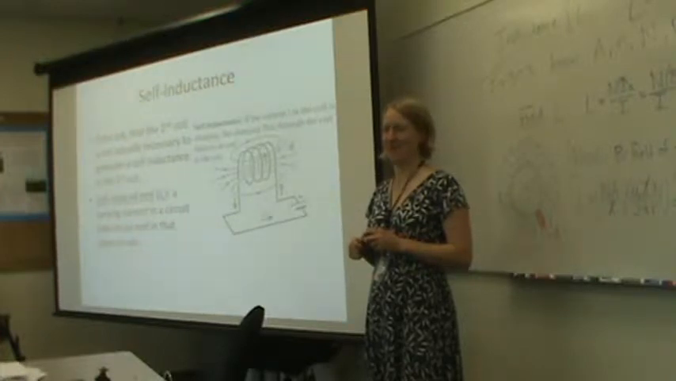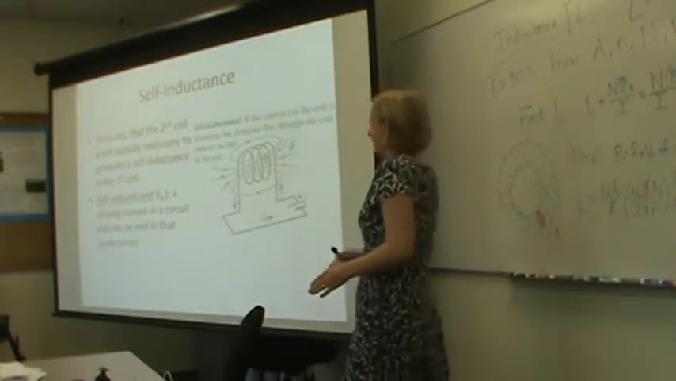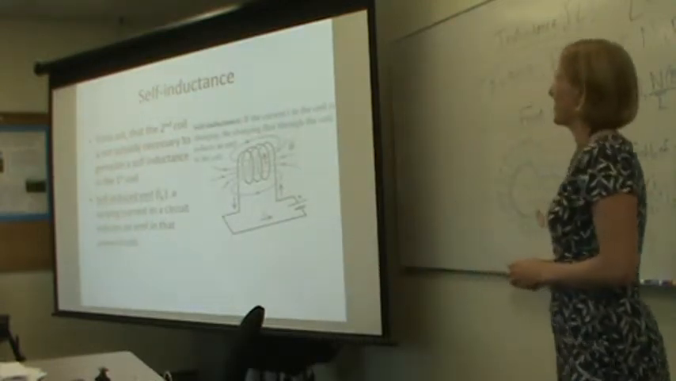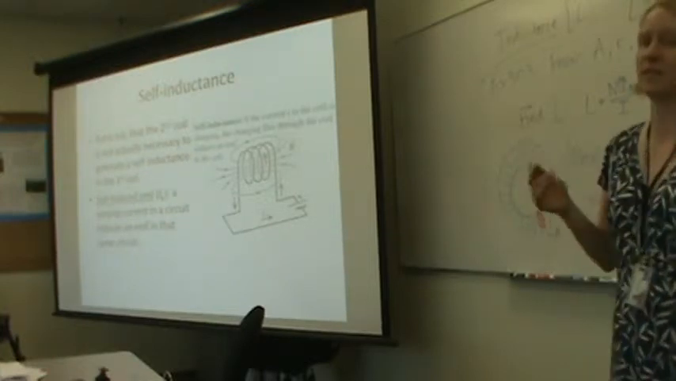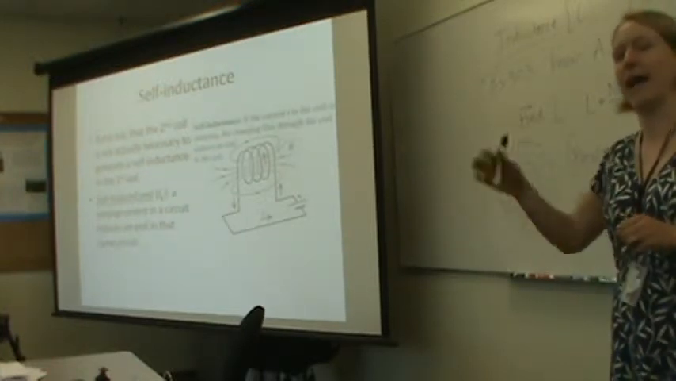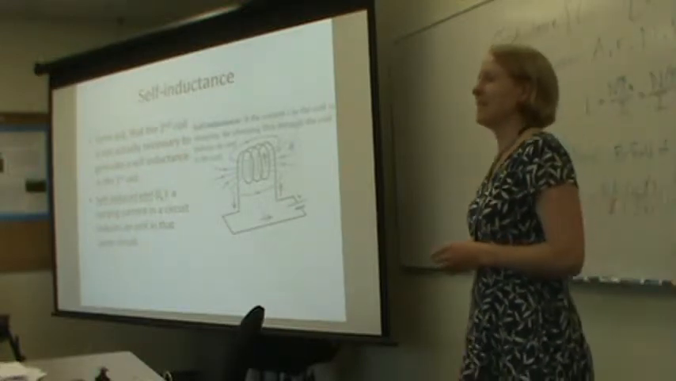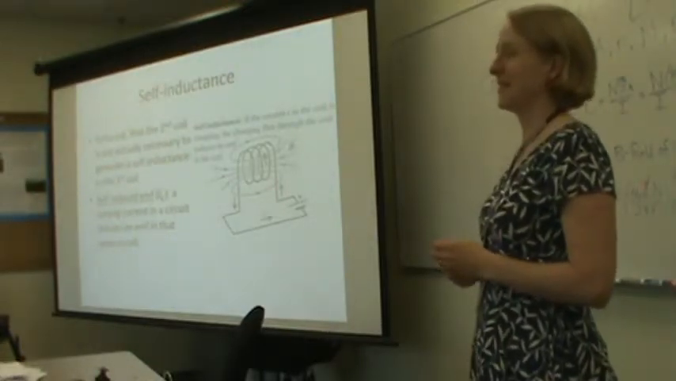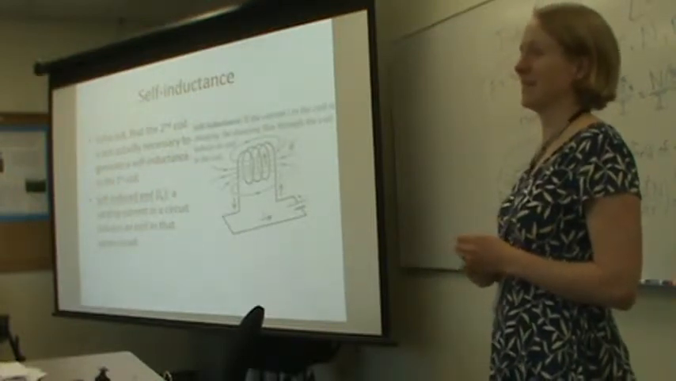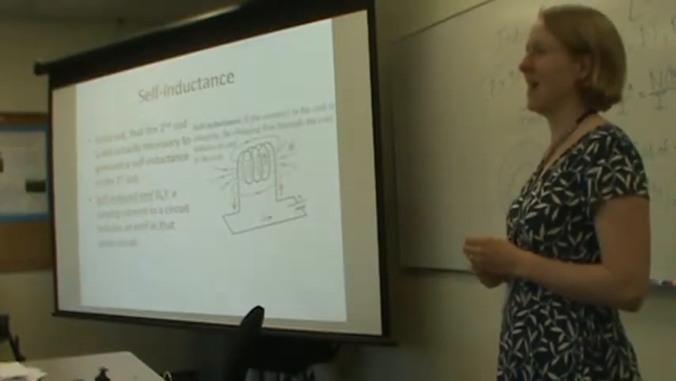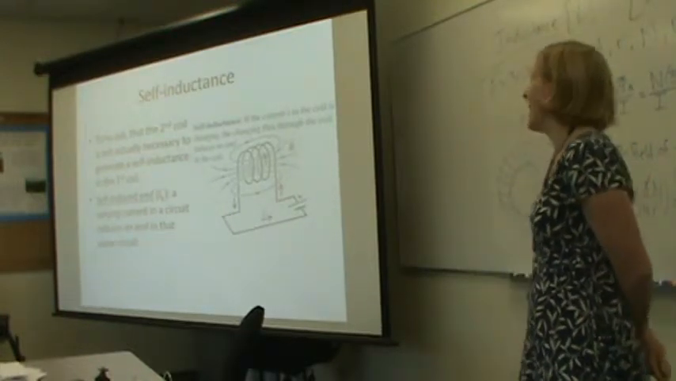Wait, say that again? It's weirder, right? But no. So we still get self-inductance in the first coil, even if there isn't a second coil that had an induced current. So that magnetic field's still there, even though it's not coming back from another inductor, there's still some magnetic field that's kind of flowing back into itself. Wait a minute. That doesn't make any sense. What do you mean you don't need a second coil?